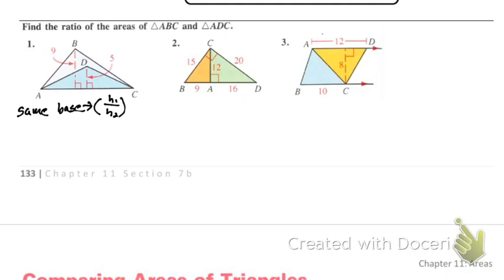So it says in the direction we're supposed to do triangle ABC over ADC. So let's do it that way. ABC over our ADC. Well, the height of ABC is 9. So we're going to have 9. And the height of ADC is 5. So we're going to have 9 over 5. And just a quick reminder, that is our area ratio.